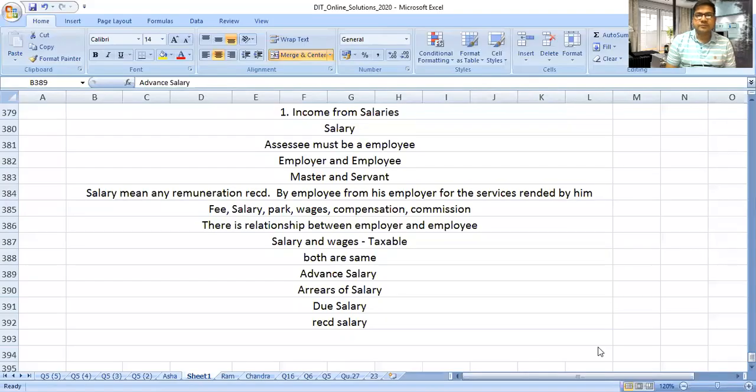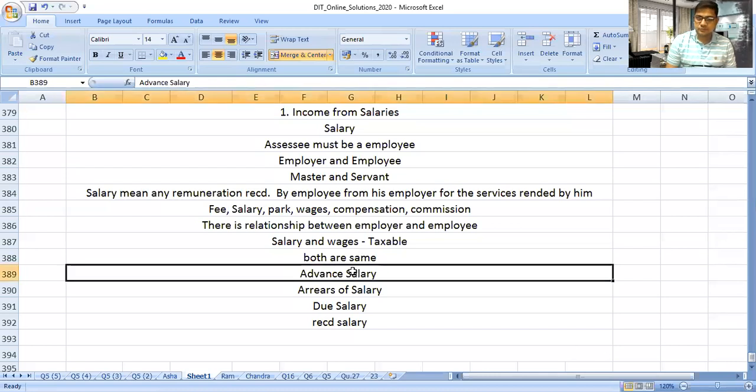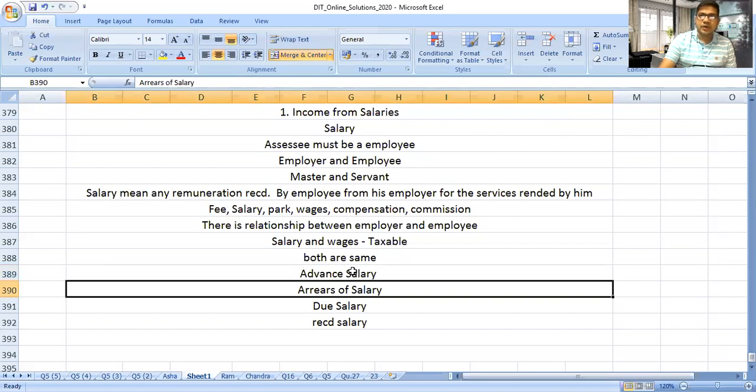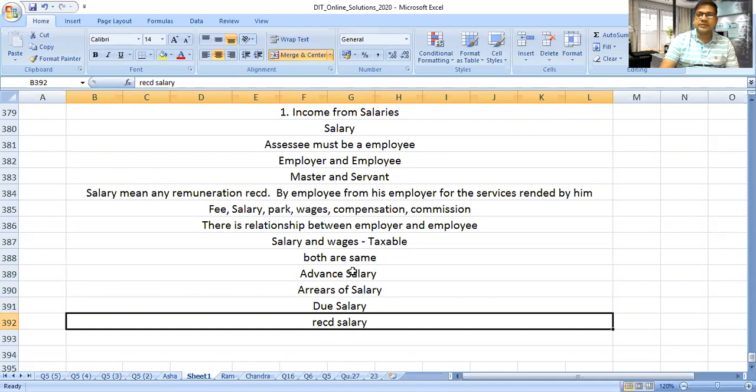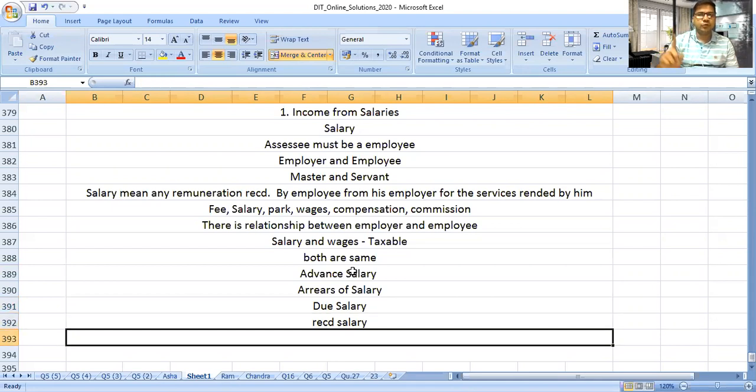Friends, advance salary is always taxable. Arrears of salary are always taxable. Due salary is also taxable, and received salary is always taxable. One thing you have to keep in mind: if the salary is received from a past employer, present employer, or future employer, it is always taxable. If you receive salary from a past employer, that is taxable. If you receive salary from a present employer, taxable.